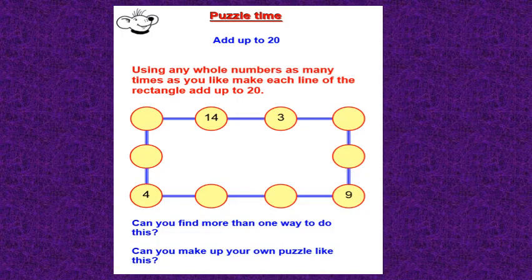For the number warm-up, it's adding up to 20, and you get to use any whole numbers as many times as you like to make each line of the rectangle add up to 20. So while you're doing this, see if you can find more than one way to do it. And can you make up your own puzzle like this? Pause and have a go.